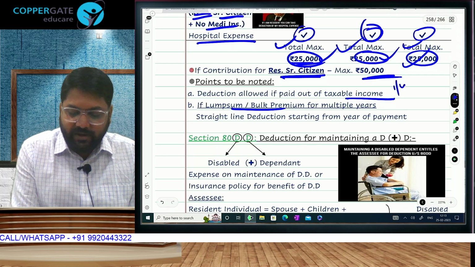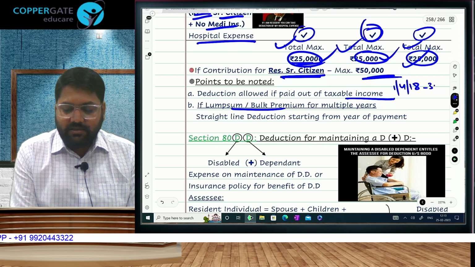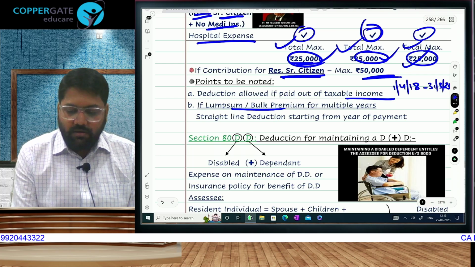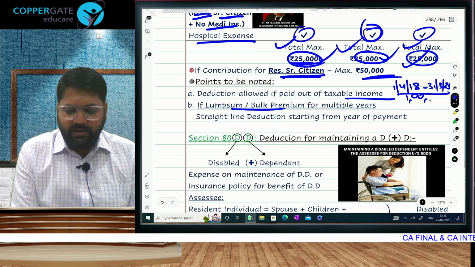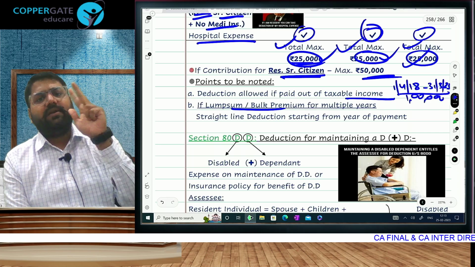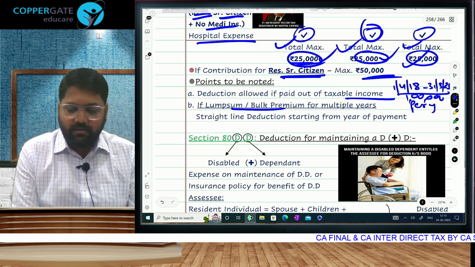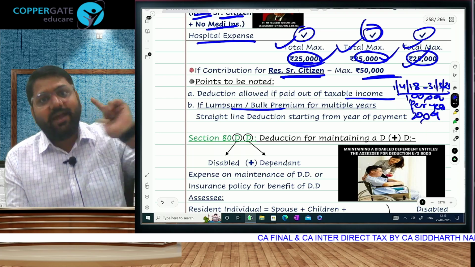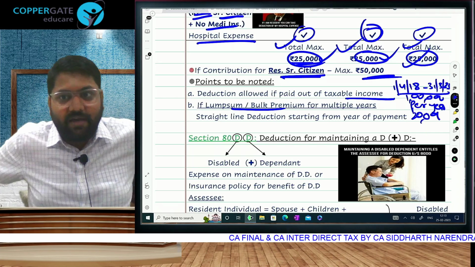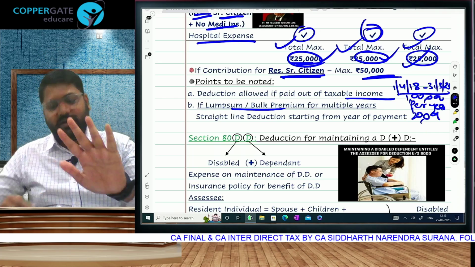Supposing on 1st April 2018 I make payment for 5 years, supposing 1 lakh rupees paid. So that is 18-19, 19-20, 20-21, 21-22, 22-23. So per year I can take 20,000, which is within the 25,000 limit, I can take it. Straight line, I have a portion. And what are the financial years of the policy period? 5 years we have taken it.